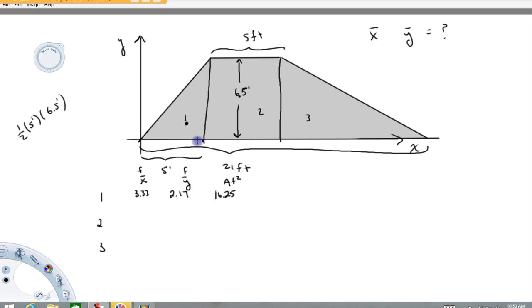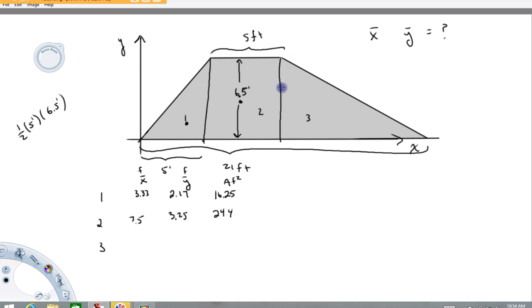This thing right here is a rectangle, so its centroid is going to be in its geometric center. This distance is going to be 2.5 feet, half of this distance. So we're going to be 5 plus another 2.5, in other words, 7.5 feet for x bar for the rectangle. The y bar for the rectangle is half of the 6.5, so it's going to be 3.25 feet. And then the area is the product of the two, 7.5 times 3.25, which is 24.38, let's say 24.4 square feet.